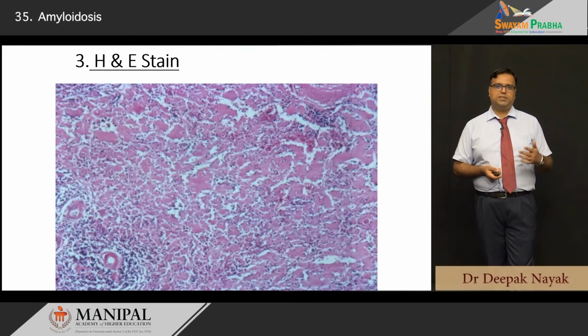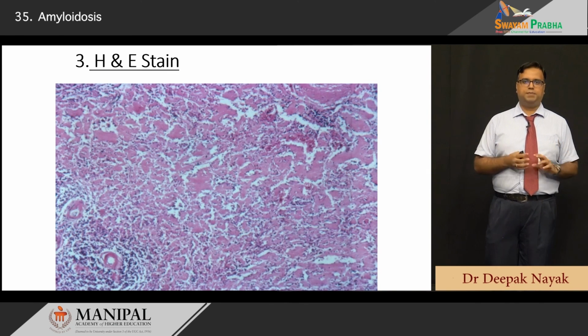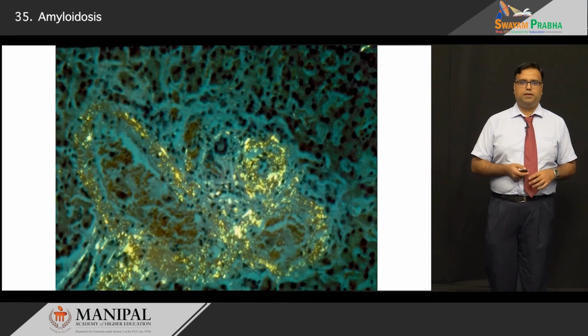So these are some of the images coming up. You can see there is an H&E stain. This is from the spleen. You can see the large lakes of pink, extracellular and very amorphous material outside in the stroma. That is nothing but amyloid.